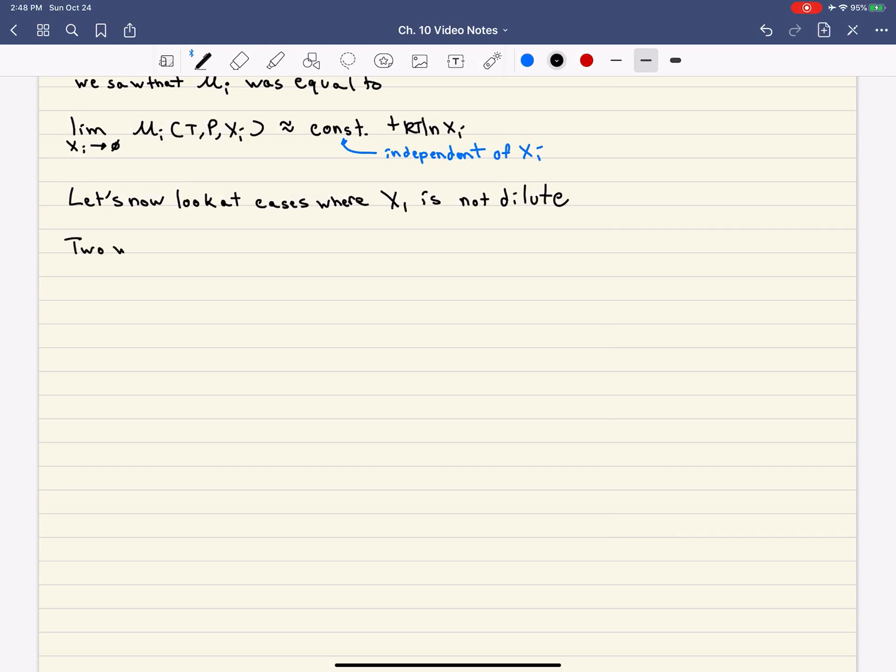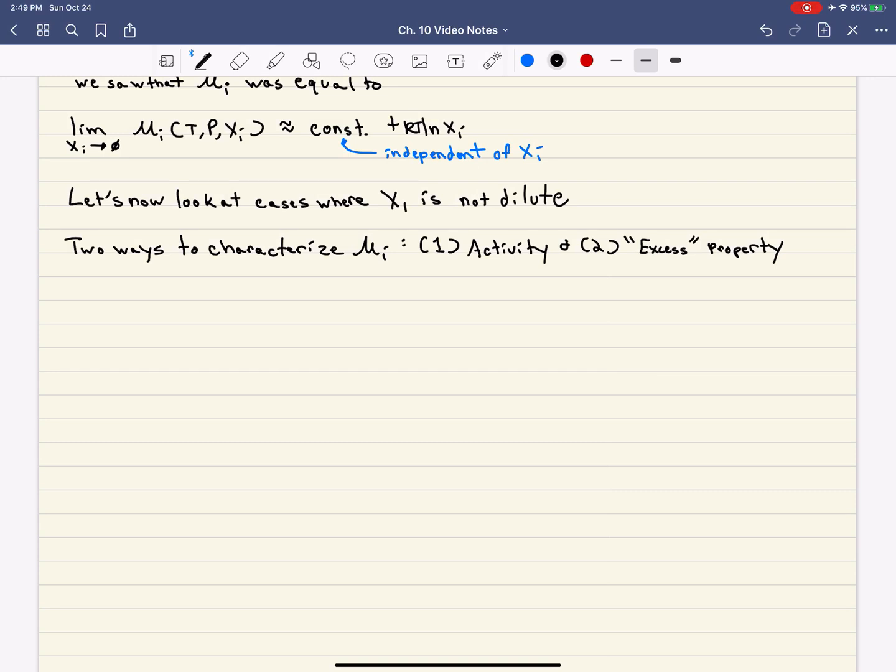Right, so two ways to characterize mu_i. Okay? The first way is the activity method, and then the second way is the excess property method. Okay? And so these are both distinct ways of evaluating non-dilute solutions, right?